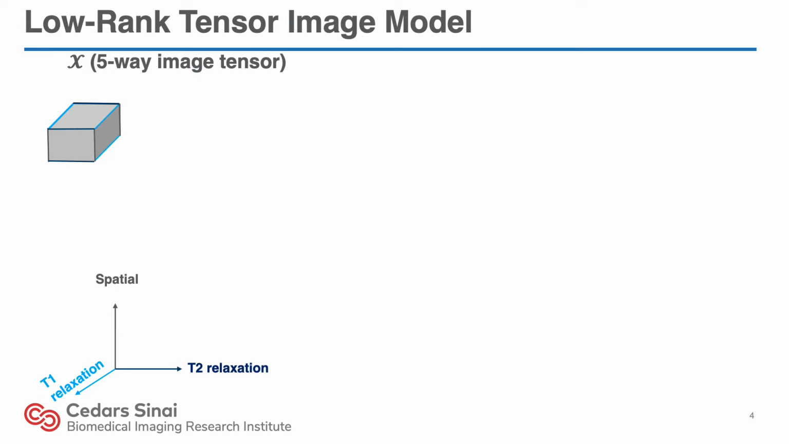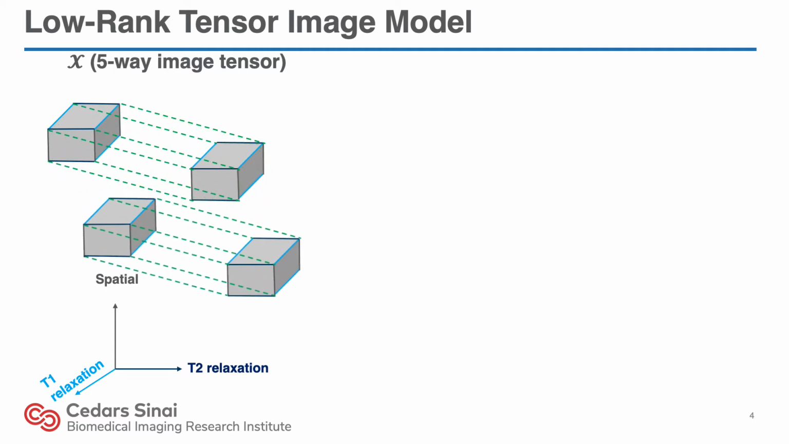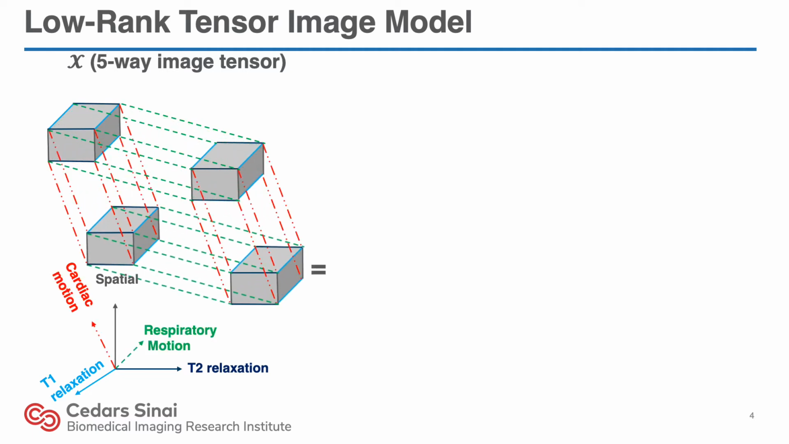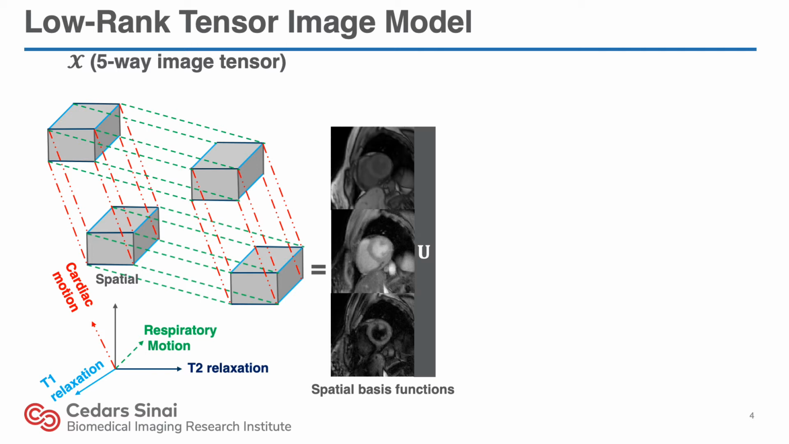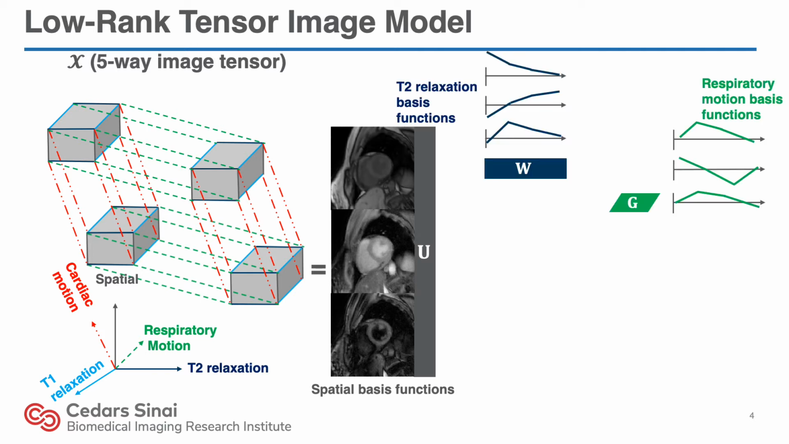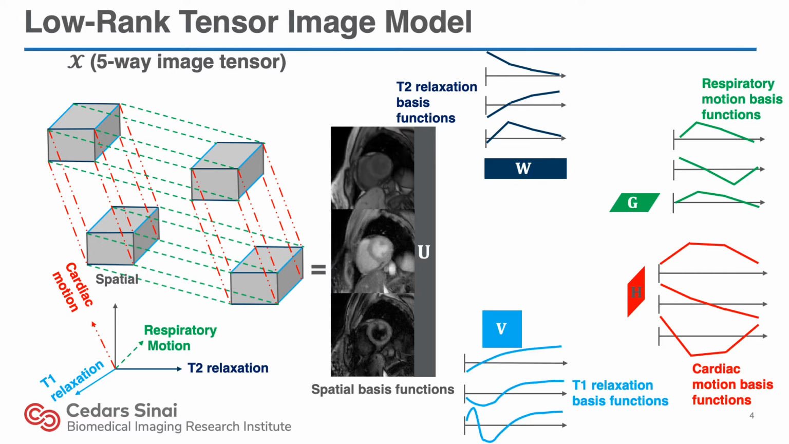The underlying image can be represented as a five-way tensor with one spatial dimension and four time dimensions representing four dynamic processes. With a low-rank tensor image model, this large memory-intensive tensor can be factorized into five factor matrices of much smaller size, where each of the matrices contains the basis functions characterizing that dimension. These factor matrices are weighted by a very small core tensor. The degrees of freedom are greatly reduced with such an image model.